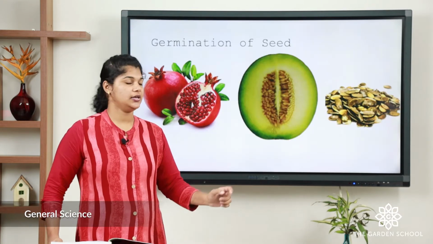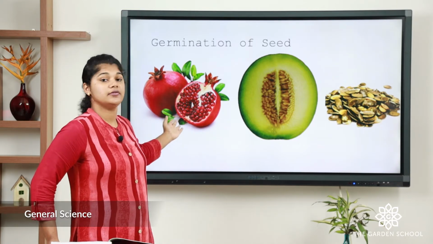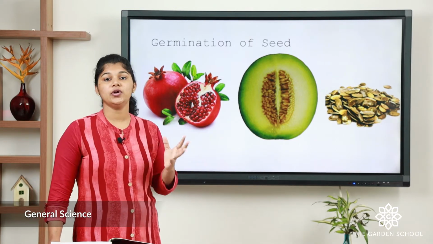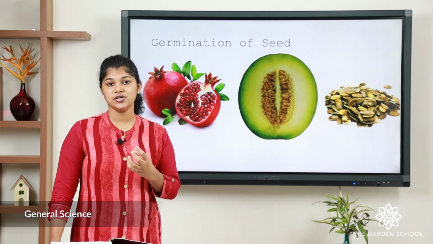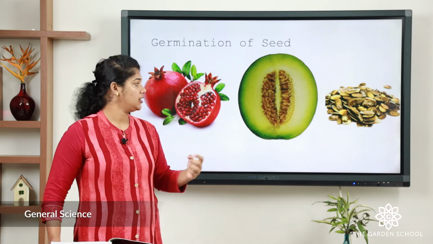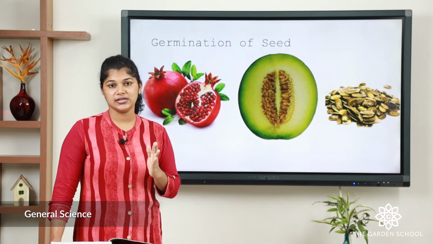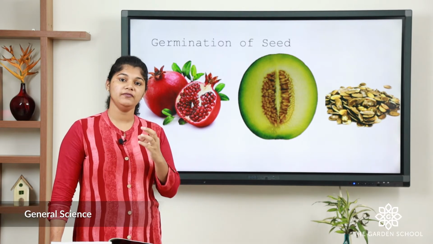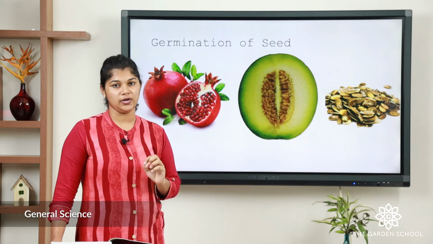So let's see here. You can see in this picture the ripe fruit, right? Only the ripe fruit contains the mature seed. So only the mature seed germinates. In the second picture you can see the fresh seed. The fresh seeds do not germinate even when they get mature. Only the dry seeds can grow in the soil.